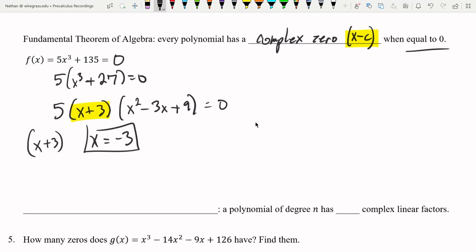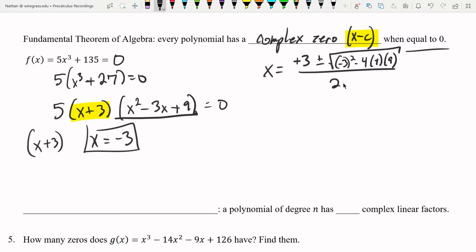However, I can ask the question again. This is a polynomial function. I can write, g of x equals x squared minus 3x plus 9. This is a polynomial function, and by the fundamental theorem of algebra, this must have a complex 0 in it. In this case, I have to use the quadratic formula. I will get negative b plus or minus the square root of b squared minus 4 times a times c, all over 2 times a.